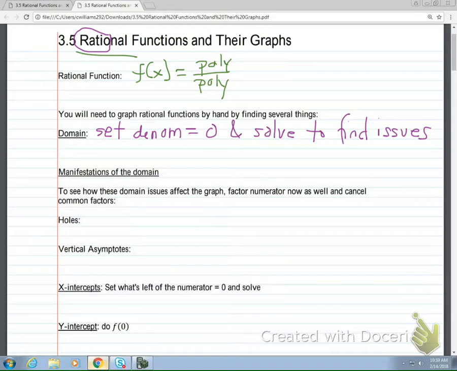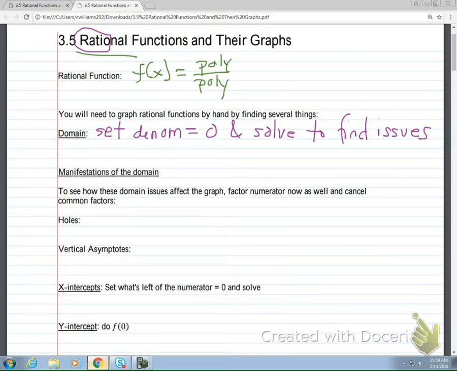All right, so there's a couple actual sentences that I want us to write down, but first we're going to find the domain. All right, you're going to get that. That's step one. Then to see how the domain issues actually are going to show themselves on the graph, you're going to factor the numerator now as well, because typically at this point you've already factored the denominator, so you'll factor the top. And you're going to try to do some cancellations. Concrete example coming up.